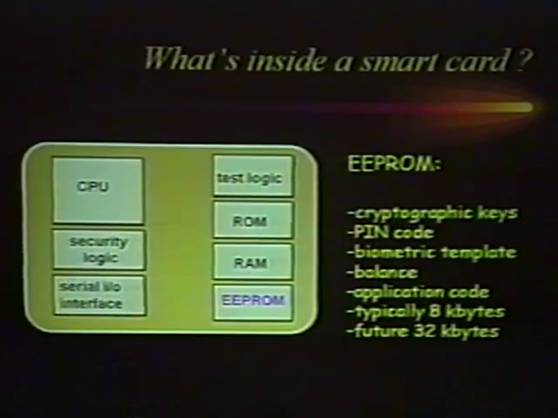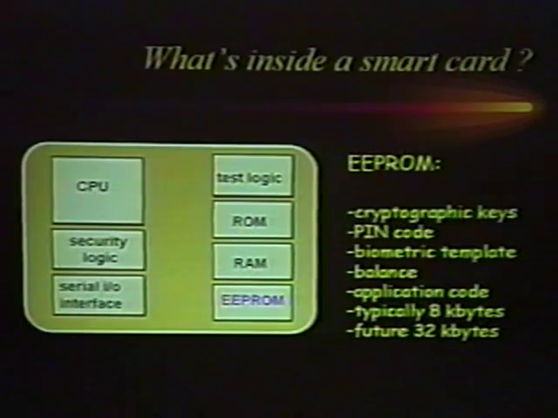Finally, we have the E2PROM. This is rewritable but non-volatile memory. What we use there is cryptographic keys, pin codes, biometric templates, balances, application codes. This is all data that you may like to change sometimes, but it should not be gone as soon as the power is switched off. So E2PROM is the appropriate place to store that.